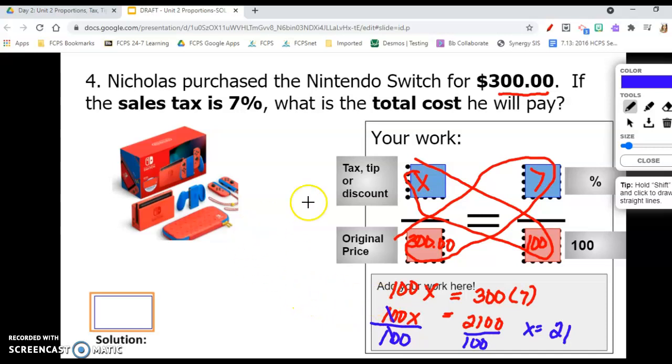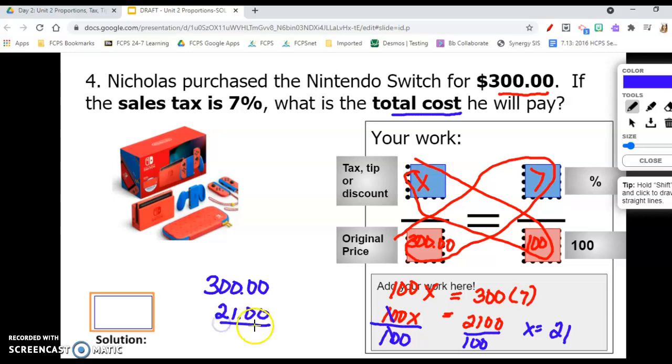We need to add, when we see the words total cost, we're going to have to add the original price, which is 300, plus that tax amount, which happens to be $21. So we're going to add it, and the total for adding those two is $321 to buy your Nintendo Switch, including your 7% tax.